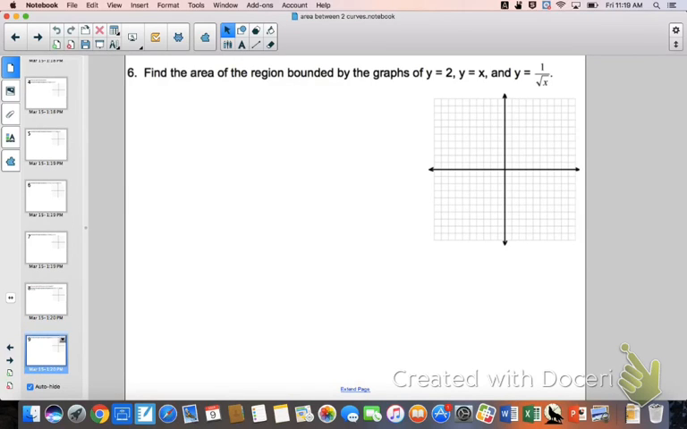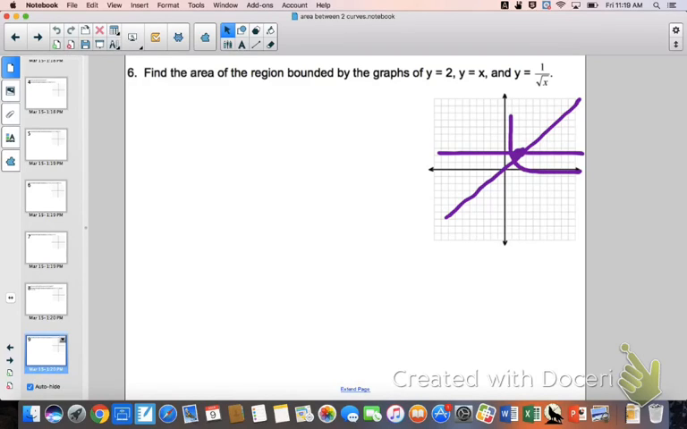So, the next one. The area of the region bounded by the graphs of y equals 2, which looks like, I'm going to go to a different color, y equals 2 looks like this. y equals x looks like this. And y equals 1 over root x. Yes, you might have to use your calculator to do that. That looks like this. So that region bounded is actually this tiny area. My graph may not be drawn to scale. It's that tiny area right there.